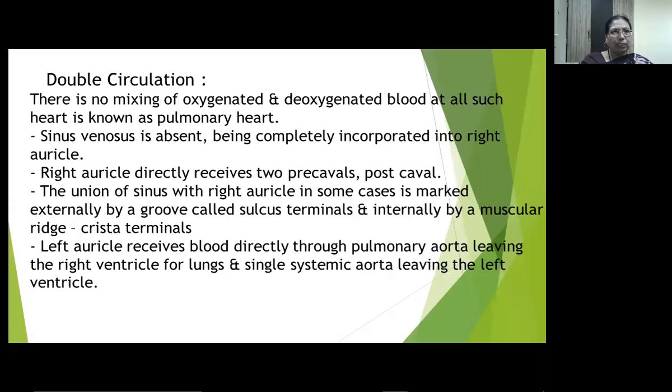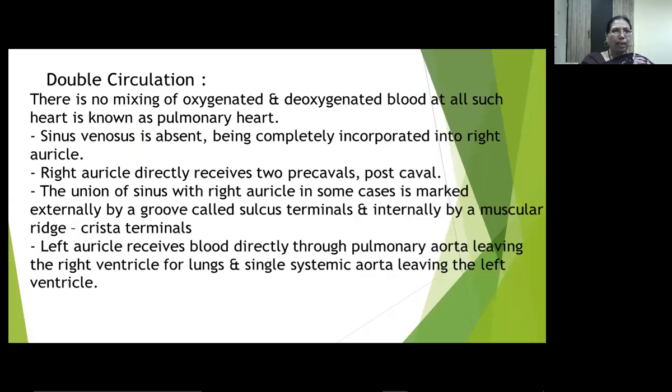Double circulation means there is no mixing of oxygenated and deoxygenated blood at all. Such a heart is known as a pulmonary heart. Sinus venosus is absent, being completely incorporated into the right auricle. The right auricle directly receives two precavals and a postcaval.